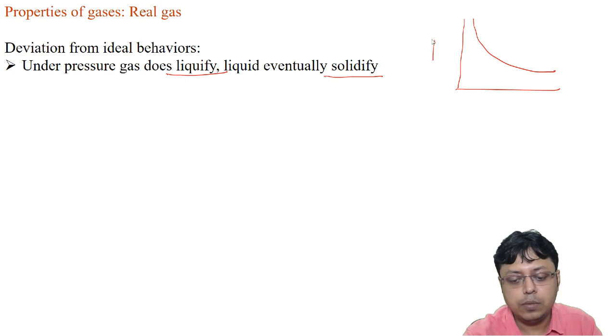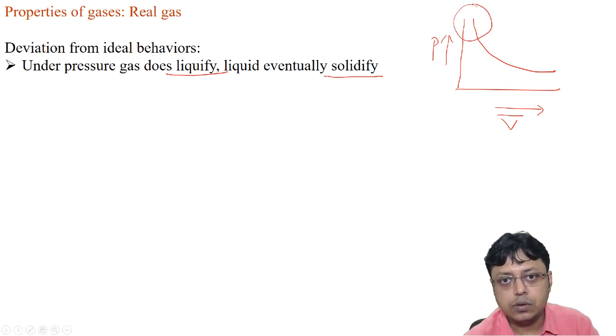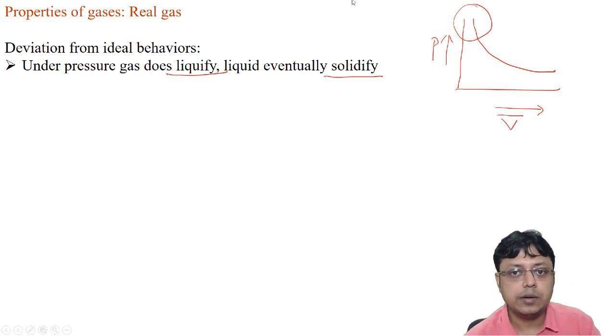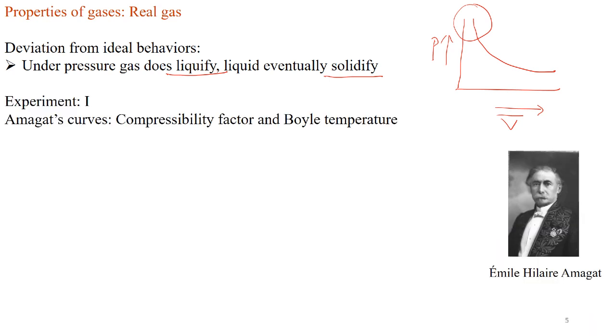If you remember your pressure volume isotherm, it always predicts that even at very high pressure, there is no change from gas to liquid, or there is no phase transition. But phase transition happens in reality. We'll first discuss a few experimental facts that showed the deviation from this ideal behavior. One of the first experiments was carried out by Amagat, who gave the concept of the compressibility factor.